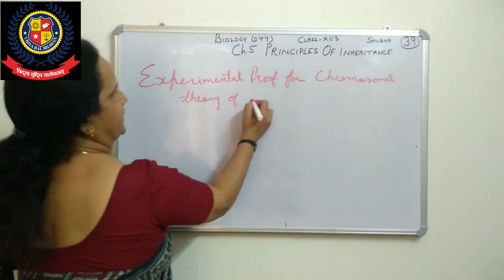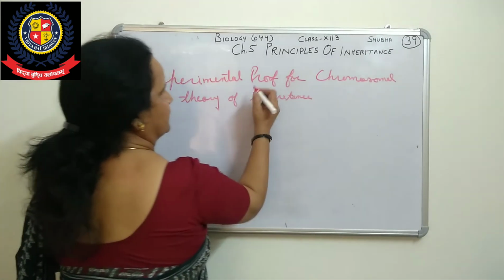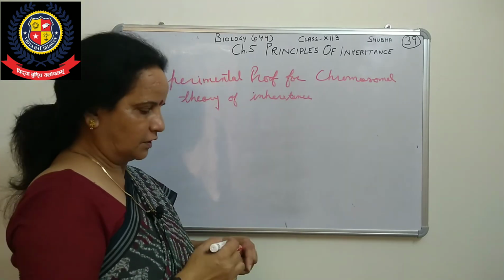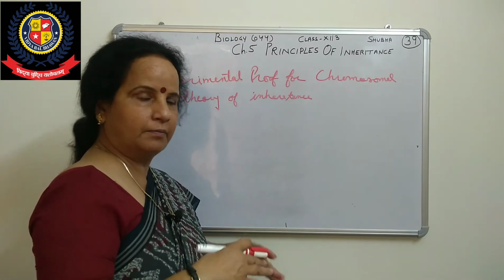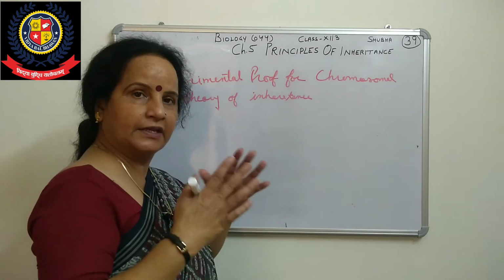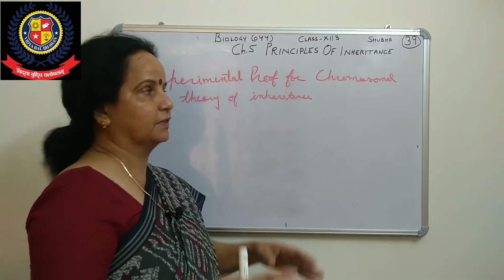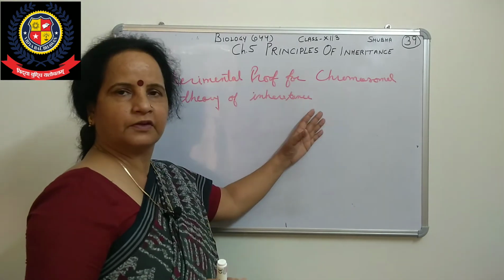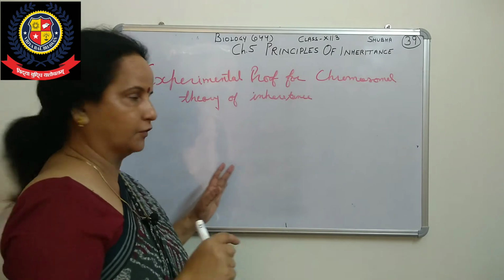Theory of inheritance. What is this? We know now what the theory of inheritance is. Sutton and Boveri had given mainly 3 points. The chromosomes move at the time of division, and they may become double or half. They are carrying genes, and at the time of gamete formation they separate and assort independently. Whatever Sutton and Boveri told, Mendel also told the same, only the words changed.